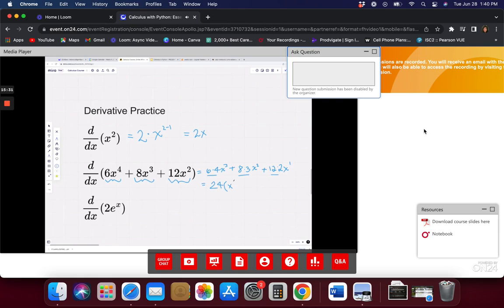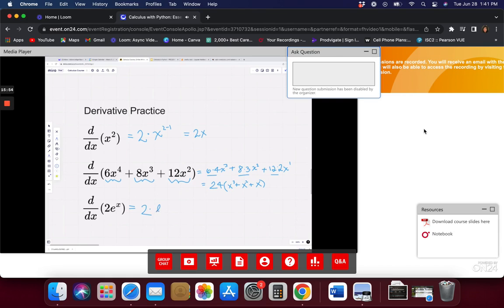This is 24 times x cubed plus x squared plus x. So here's an example of kind of applying a few of the different rules. And then last but not least, we have 2e to the x. So once again, we just keep 2 out front.